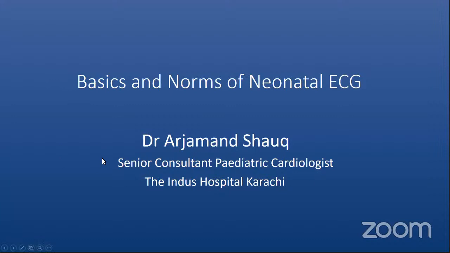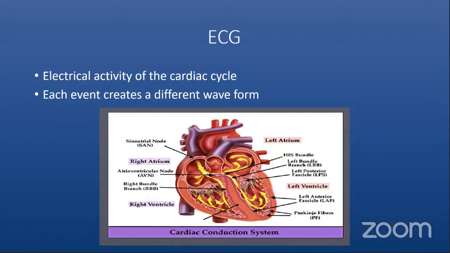Okay, so what is the ECG basically? The ECG is the electrical activity of the cardiac cycle, which is generated by the specialized electrical wiring system of the heart called the cardiac conduction system. The cardiac conduction system consists of the sinoatrial node, which is normally located at the upper part of the right atrium near the SVC, and then it goes to the AV node, then the bundle of His, and there are two branches, right and left bundle branches, and then the left anterior fasciculus, and then the Purkinje fibers. So that's what the conduction system consists of.